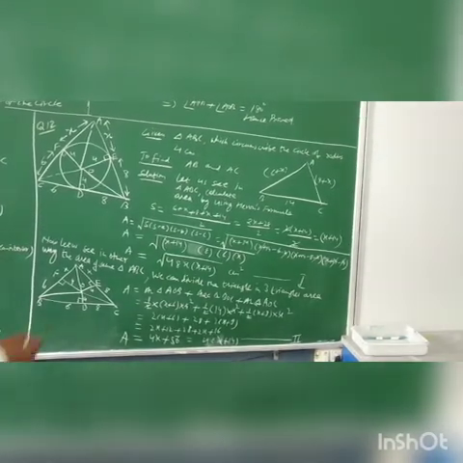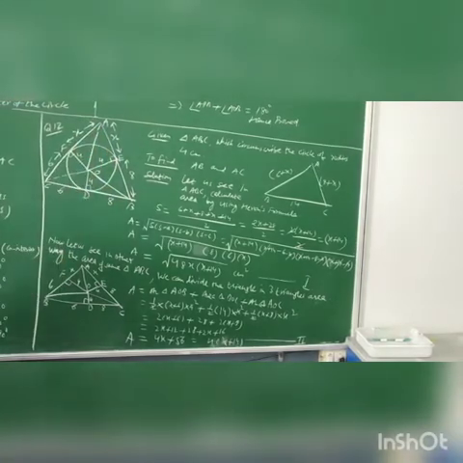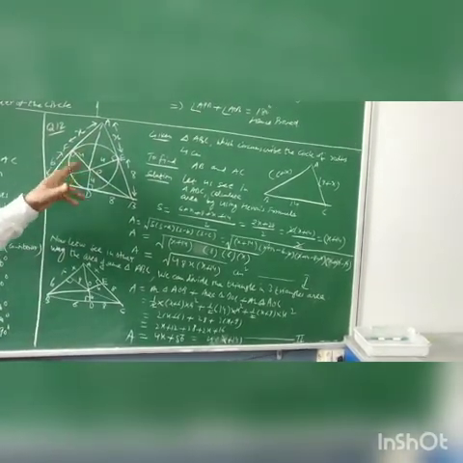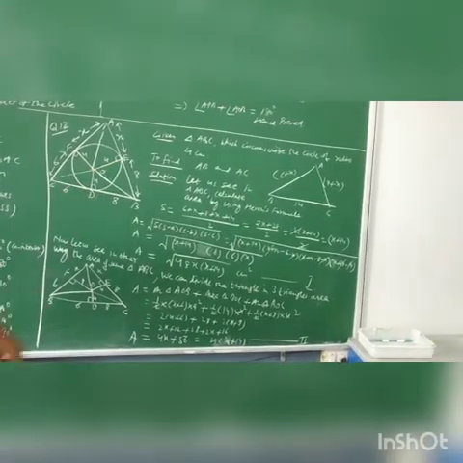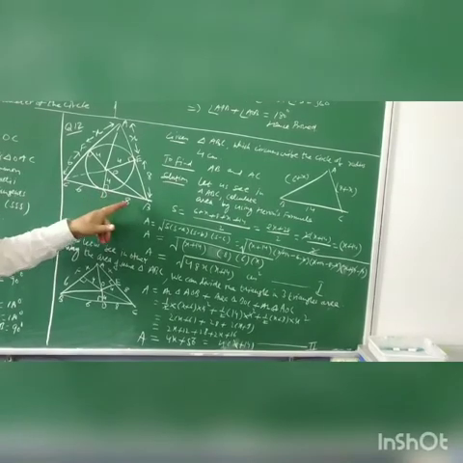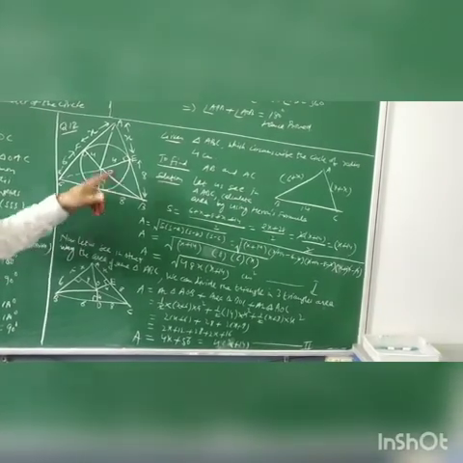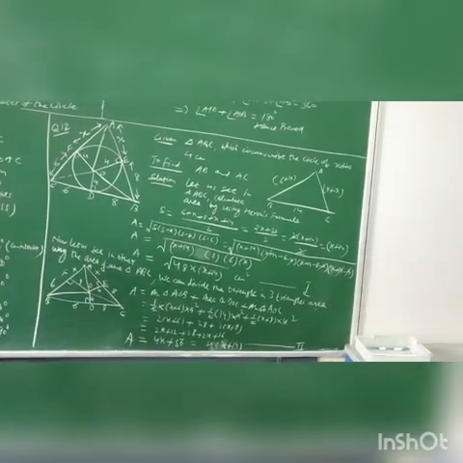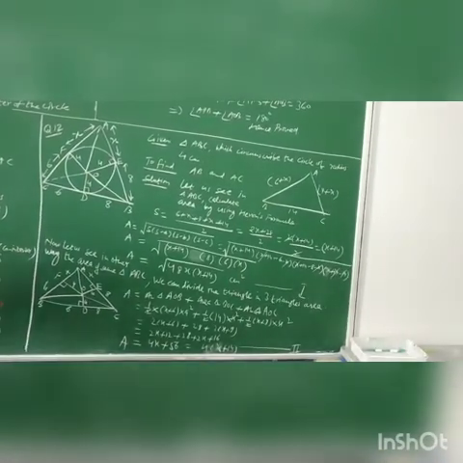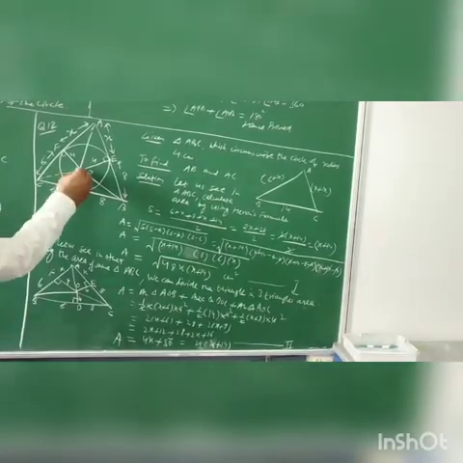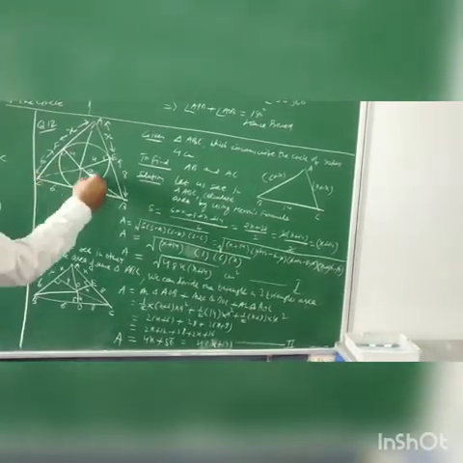So, this is a figure: a triangle circumscribing a circle of radius 4 cm. CD and BD are given as 6 and 8, and the other two sides, AB and AC, I need to calculate. So what you can do here is, in this triangle, join this O with A, then with C, and then with B.